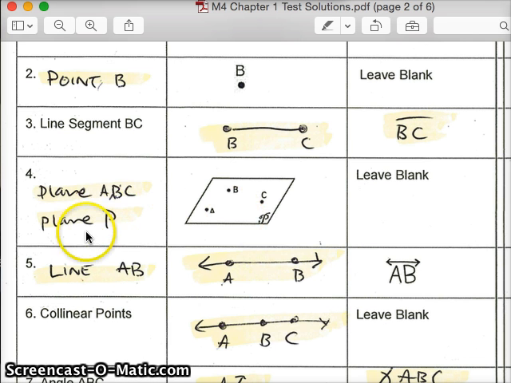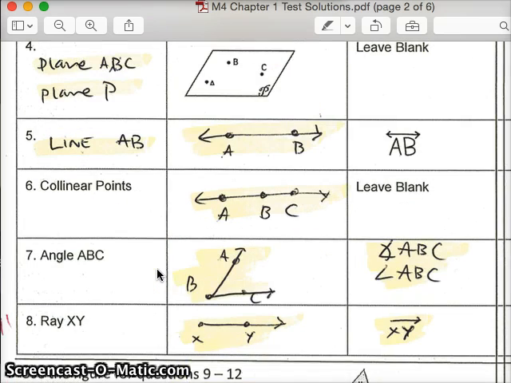Question number 5, with this notation here, this is called the line. This is called line AB, and you'll know that because it has the arrowheads. Notice how you don't have any points on it. So this is called line AB. Remember, that can be read both ways, right? Line AB and line BA are the same.